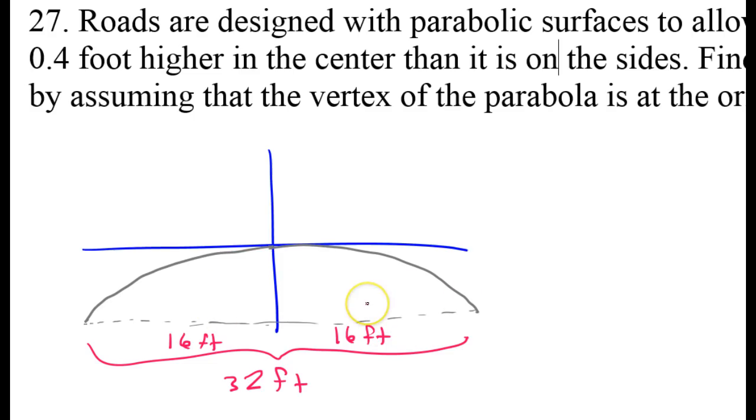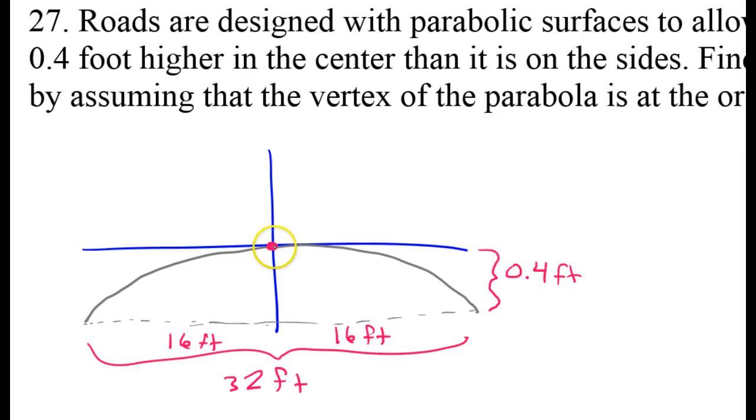They also said that the height at the middle is 0.4 feet higher than it is on the sides. So another way of looking at it is that this distance right here between the top of the road and the height on the edges, that's a distance of 0.4 feet. All right, this hill is sort of 0.4 feet tall, if you will. So let's go ahead and label a few key points that we know on this parabola.